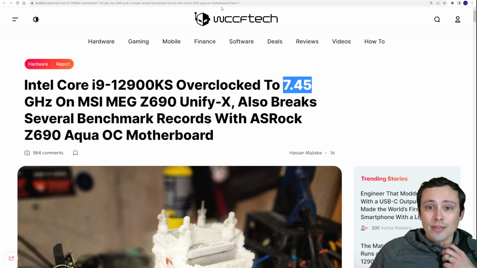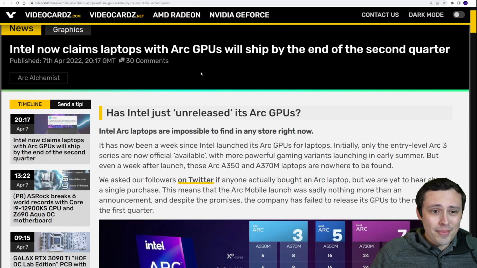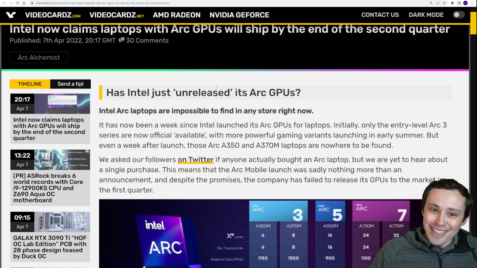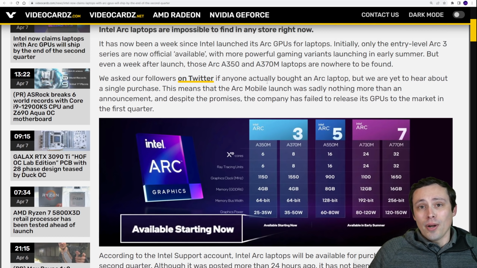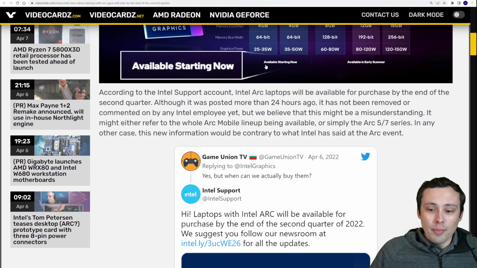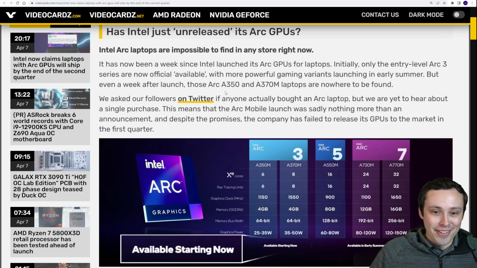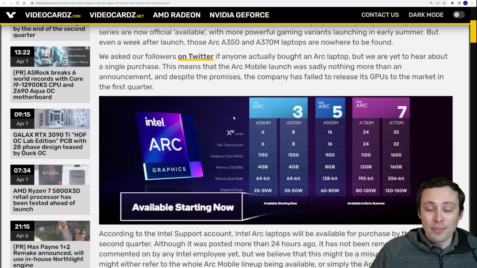Anyway, let's finish up with some Intel Arc GPU stuff. So I've got a couple of articles here. First, I saw this last night, and it's been updated a bit this morning. Video Cards was basically reporting on the fact that we were supposed to see Intel Arc laptops. They were announced, they're theoretically available, but nobody seems to be able to buy one. And even people who did buy one didn't seem to actually get one, because a few places did list them on sale. So Video Cards reached out to their Twitter followers, and nobody seems to have actually bought one.